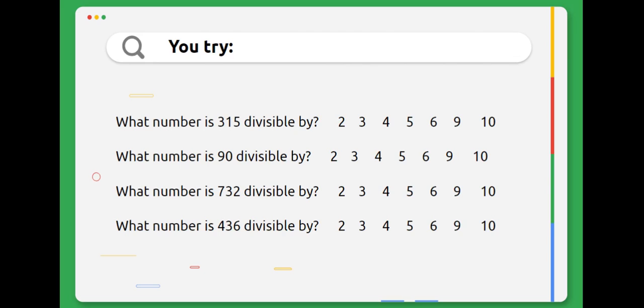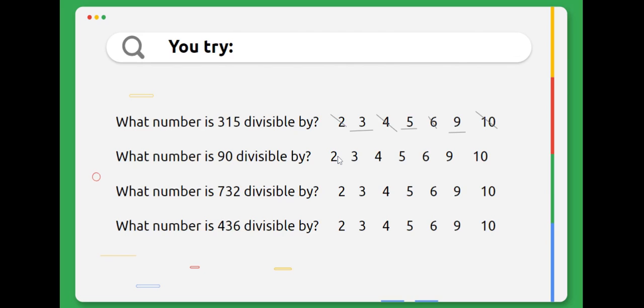Okay, so what numbers did you say 315 was divisible by? Did you say 2? No, 2 is not. 3 is because 3 plus 1 plus 5 is 9. 4 is not divisible, and it ends in a 5, so 5 works. It didn't have 2 or 3, so 6 didn't work, right? We said 9 will work, but it doesn't end in a 0, so 10 doesn't.